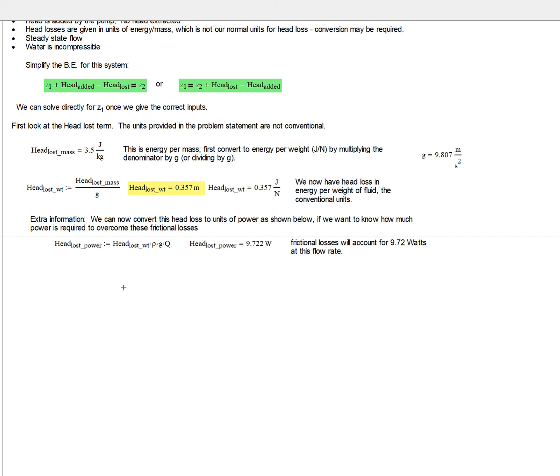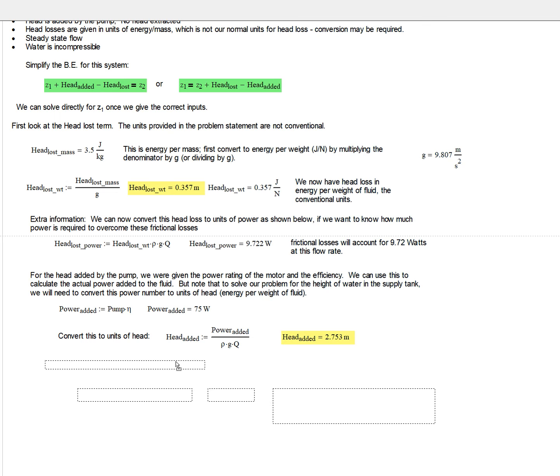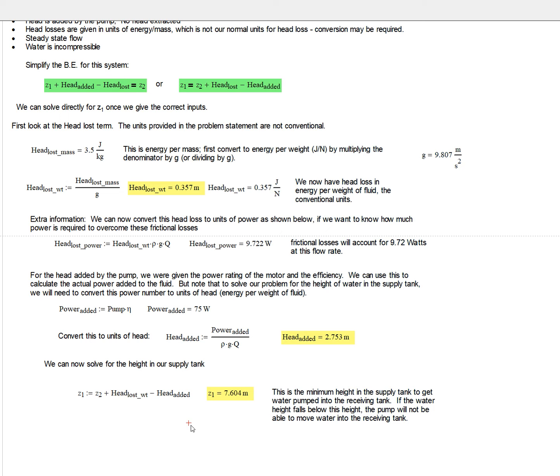So now all we have to do is worry about the head added term, and for that we just do the same kind of calculation we did here. The power actually added to the fluid is the pump rating times the efficiency. So that's going to be 75 watts, and then we convert that to head. We take the power added, 75 watts, divided by rho g Q. Look in your notes for the derivation of that. It's pretty straightforward. And we get the head added term is 2.753 meters. Now we can simply plug these numbers in and solve for Z1.